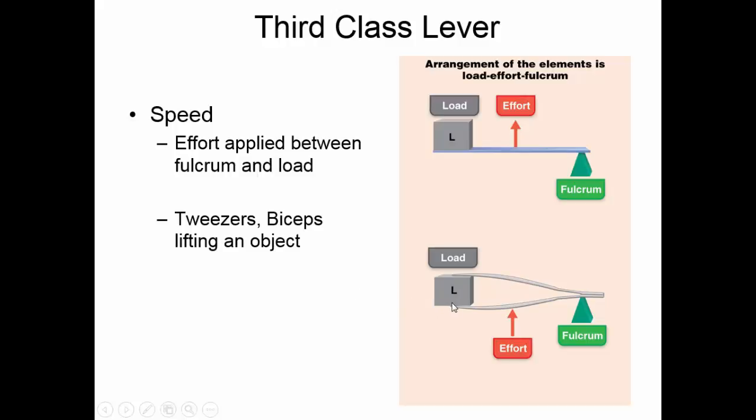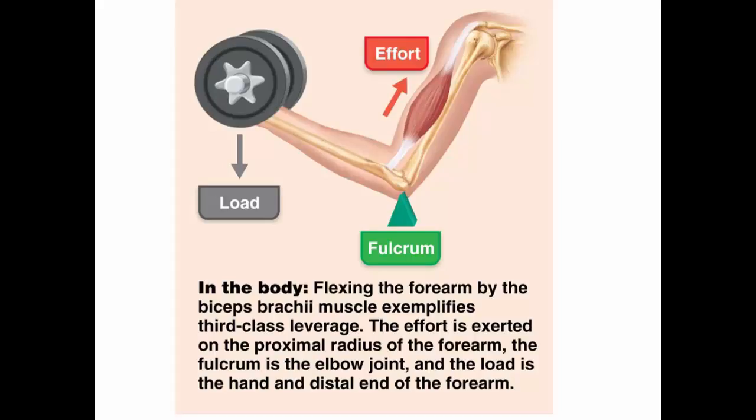The other example is the biceps, lifting an object with your arm. This is the most common type of lever found in the body. And here you see the biceps working. The fulcrum is the elbow joint. The muscle crosses the elbow joint, so the effort is applied right there. And the load is whatever you're trying to lift. It could just be your hand or it could be something in your hand, like this barbell.